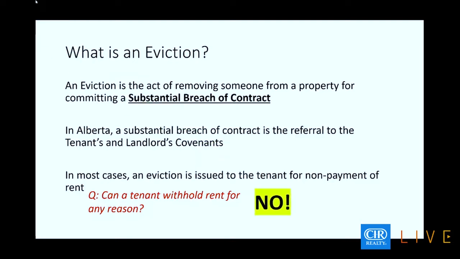The answer is no. So one of the many questions that I have is, my tenant has not paid my rent because I've ordered them a new dishwasher and it's been back ordered and they don't have a dishwasher. So they think that they are entitled to not paying their rent until they get a new dishwasher. That is not allowed. As a landlord, you are entitled to always have the rent paid on time, no exceptions.